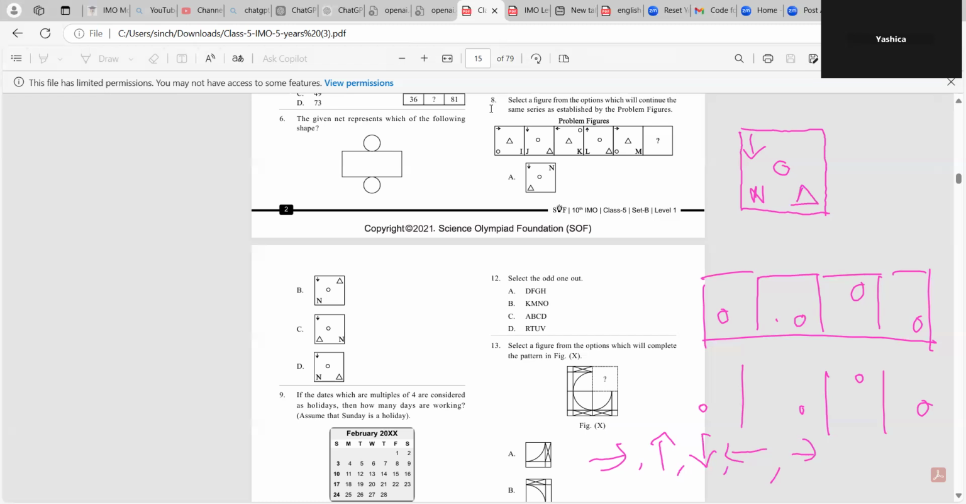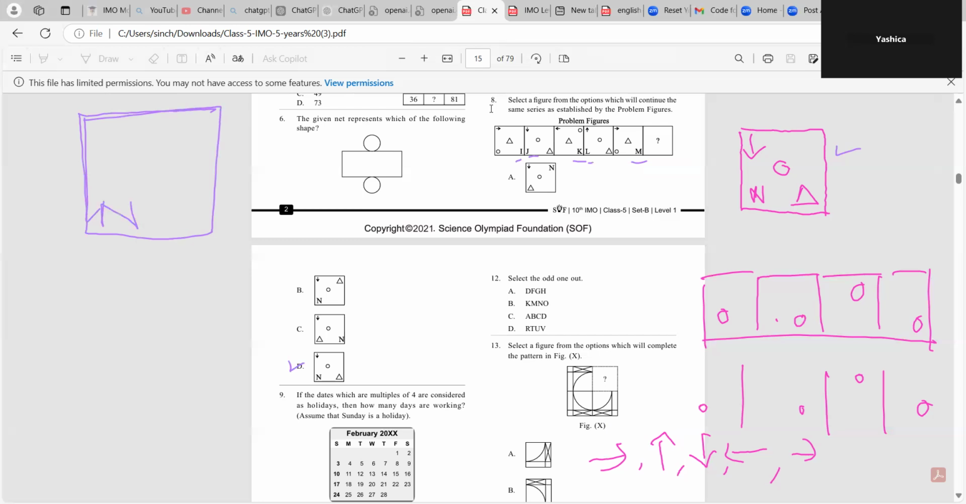What the answer will look like, I've drawn over here, and I will explain it also. Option D is correct because see, it is I, J, K, L, M. So continuing the series will be N.